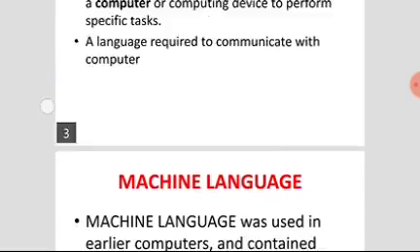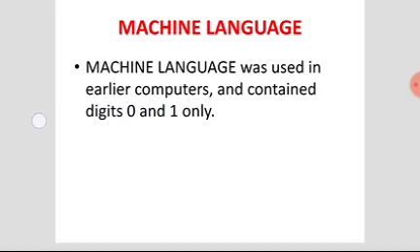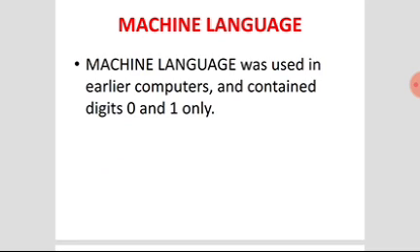So the first one is machine language. So the first computer language we will study, that is machine language. Machine language was used in earlier computers and contained digits 0 and 1 only. So that is the machine language. Let's see the brief. All the instructions were made up of combination of 0 and 1, as we already told you, which was quite difficult for operator to learn and understand. To minimize this problem, assembly language was developed.